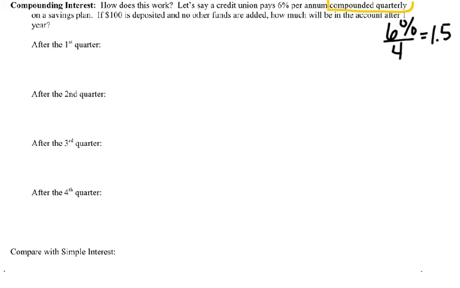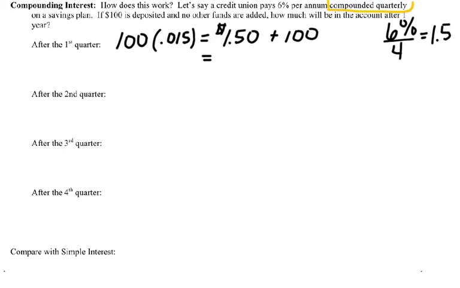So we start out with our $100, and then after the first quarter, the bank is going to give us the 1.5%. So we would be multiplying by 0.015, and that's going to give us the amount of money we're earning in interest. So that is $1.50. That's not how much money we have in the account, however. That's just how much interest we've gained. So we would have to add that $1.50 back to the $100 we started with to get our total amount, which would be $101.50. And that's how much we have in our account after the first quarter.